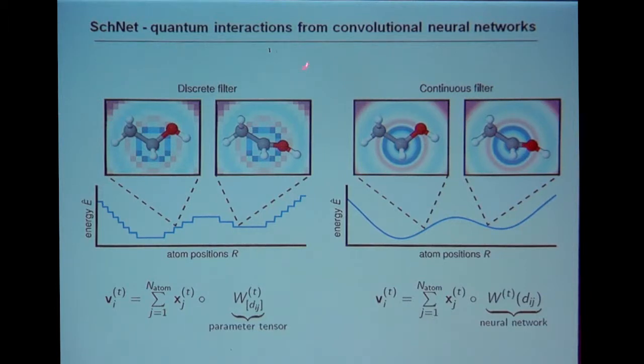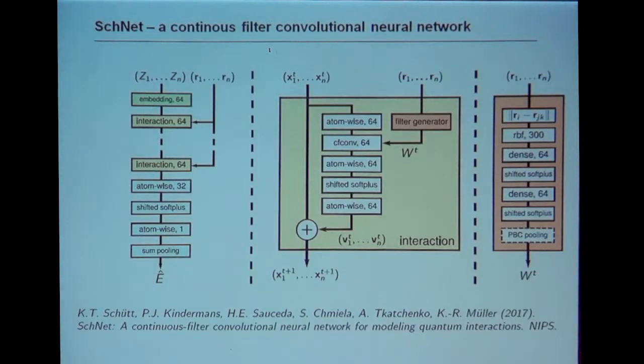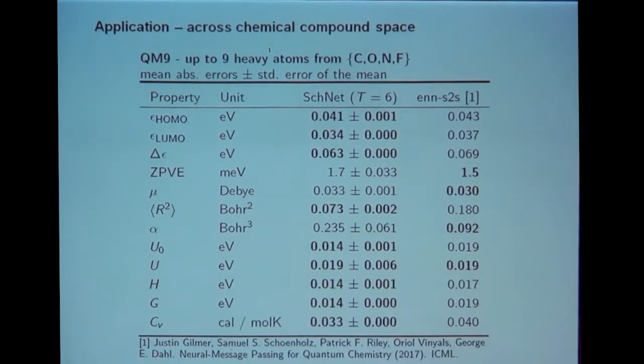Usually in computer vision, for your convolutional neural networks, you have some discrete filters. So this is a filter for this atom, and so this would be the parameter tensor from this atom. And we suggested to take a continuous filter. Okay, so you have these continuous filter generating networks, and with this you can start predicting again energies, and you can predict all sorts of other molecular properties. It works well. This is the Google result.